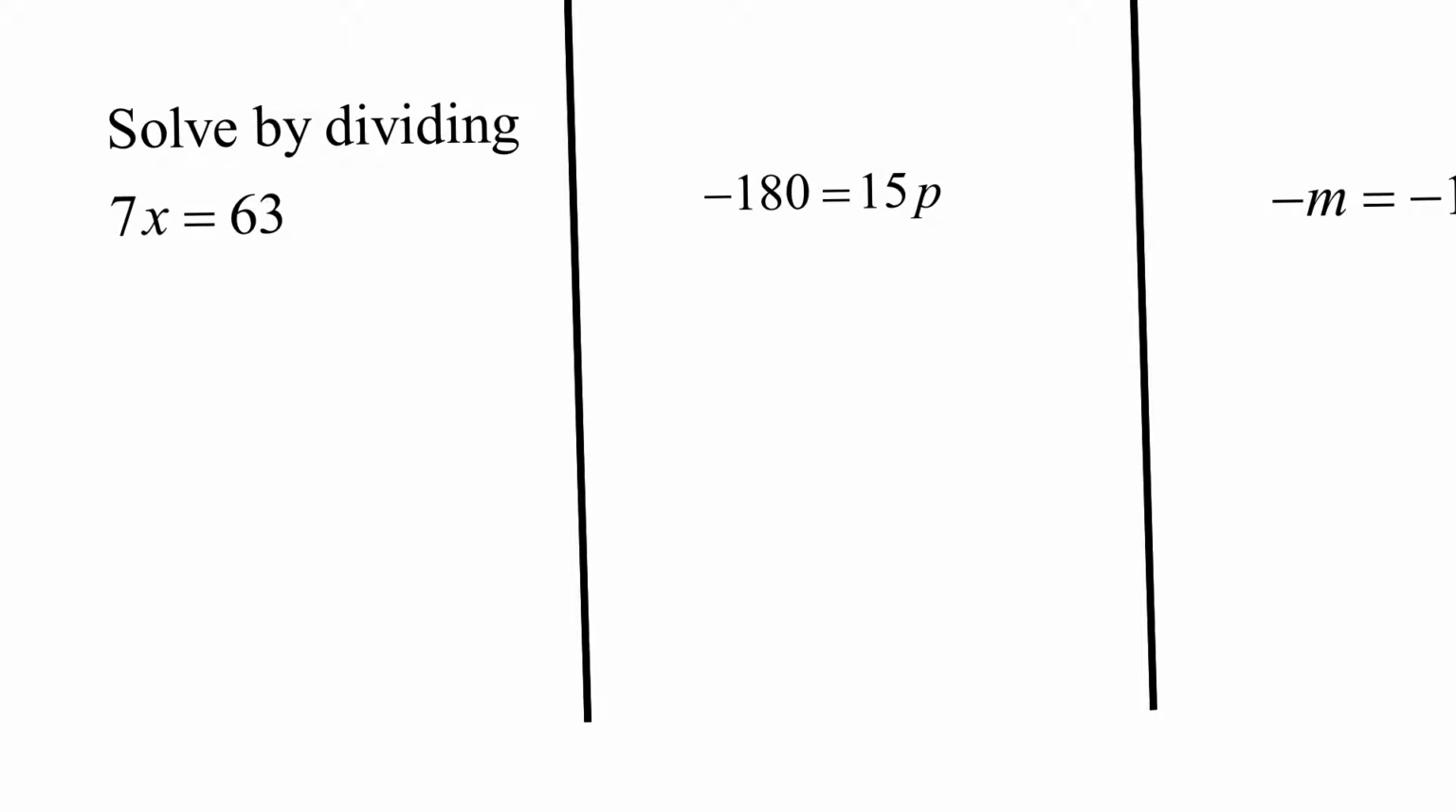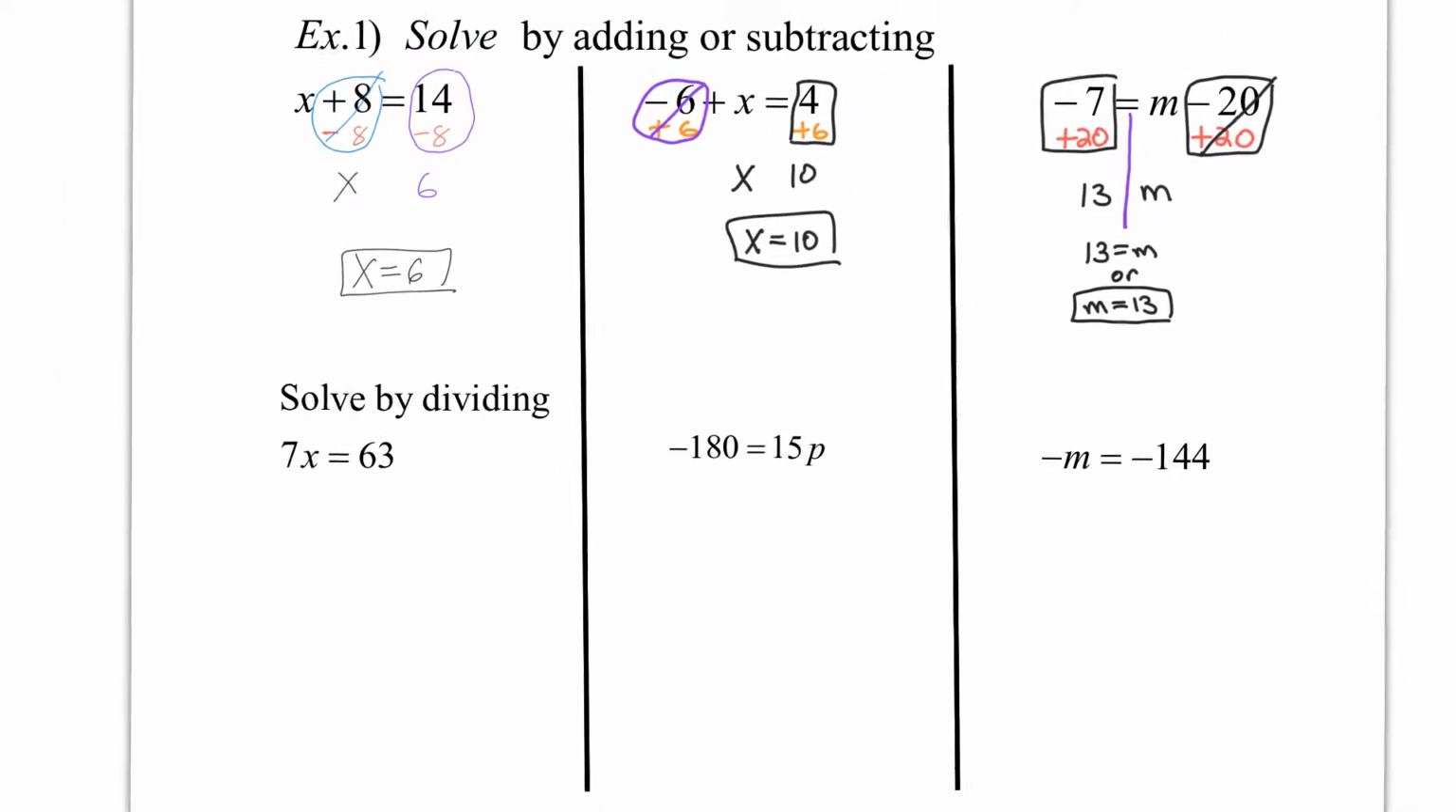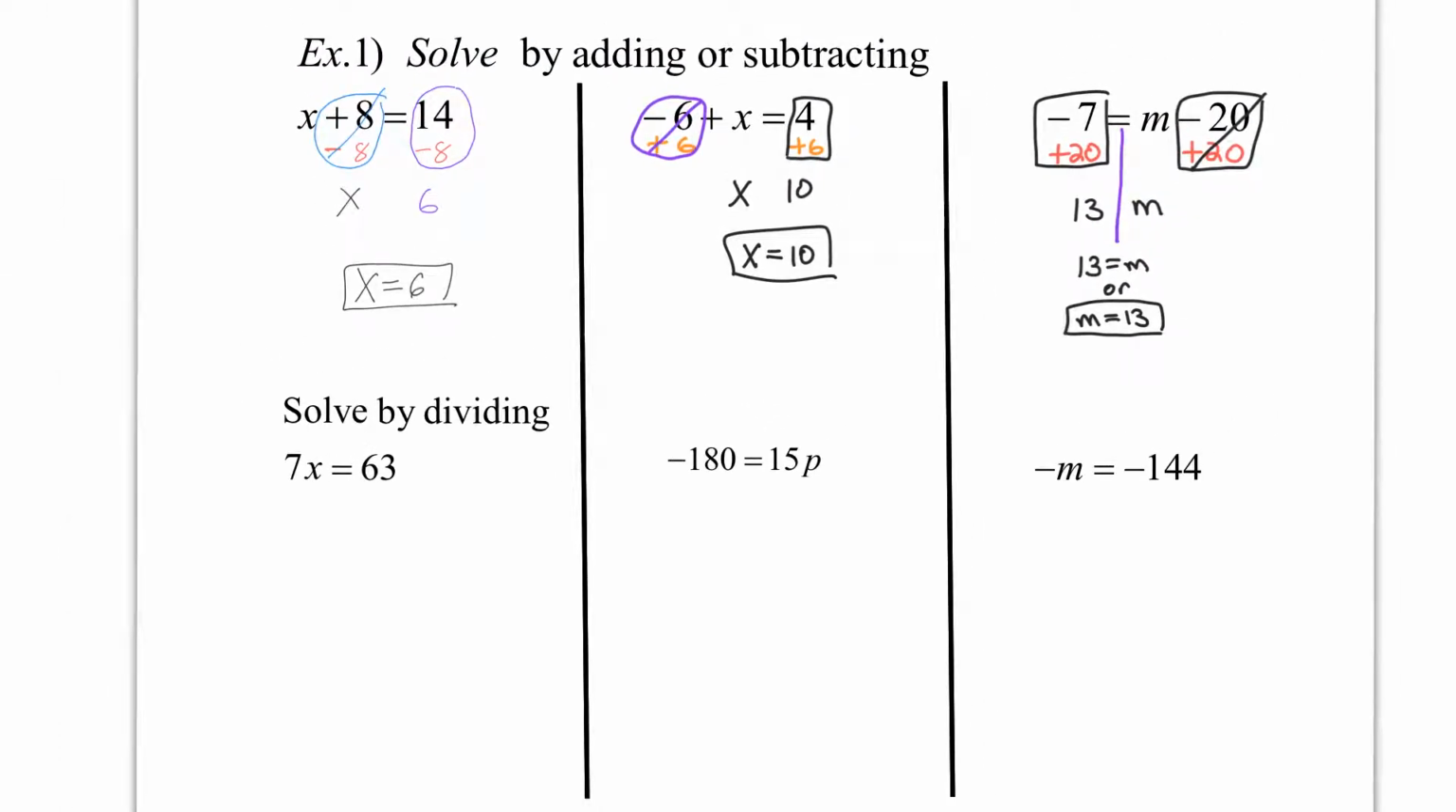So I'm going to show you guys when you have to solve by dividing. I want you guys to look at the difference up here and down here, okay? Sometimes you have to subtract, sometimes you have to add, and this one you have to add. Now notice that up here you have x plus 8, so the opposite will be minus. Over here, negative 6 plus x, so there's something in between the number and the variable.